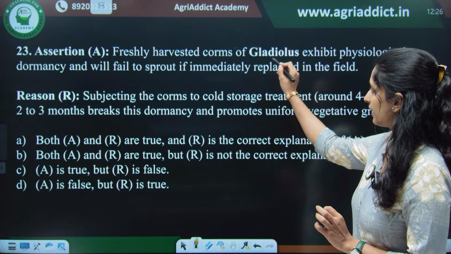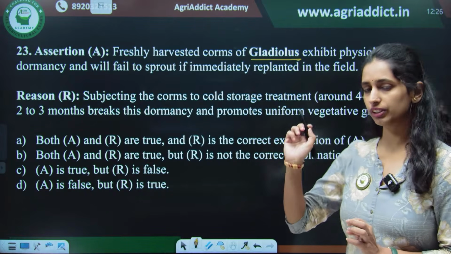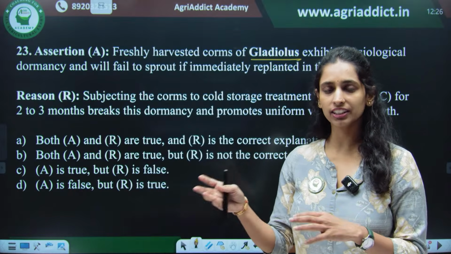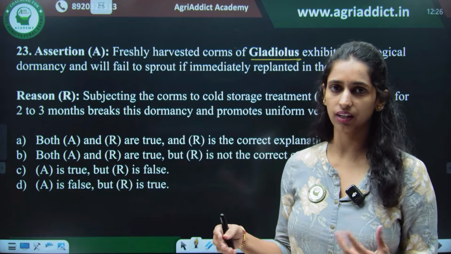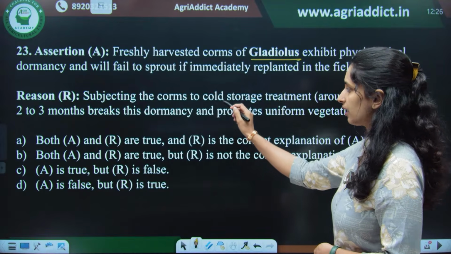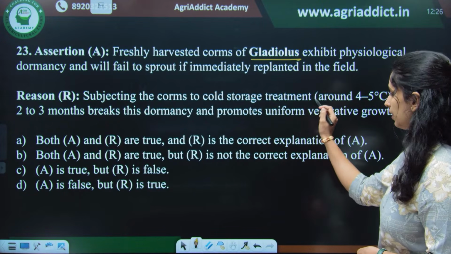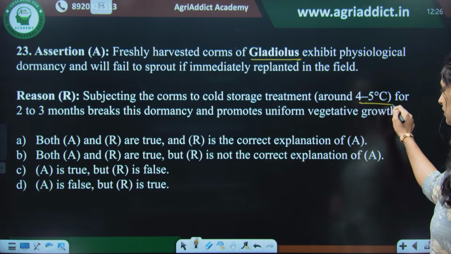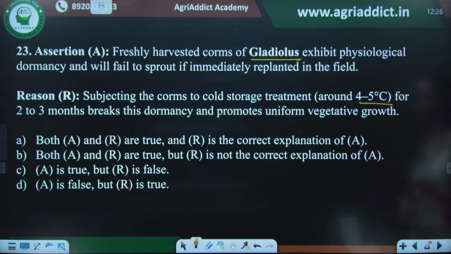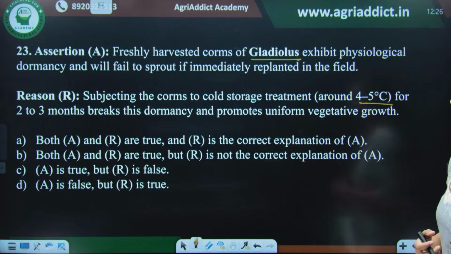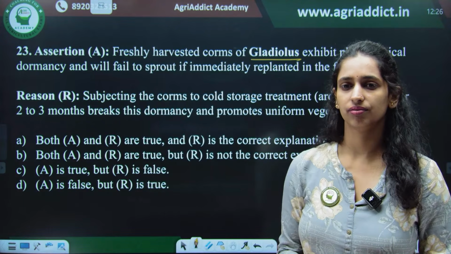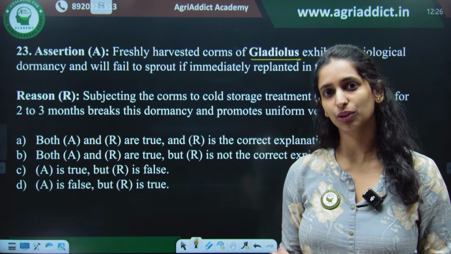Here assertion saying gladiolus is having the physiological dormancy and it cannot sprout. आप हार्वेस्ट करते ही इनका प्लांट किया तो वो स्प्राउट नहीं होता है. And reason, subjecting the corms to cold storage treatment around 4 to 5 degrees Celsius for 2 to 3 months breaks this dormancy and promotes uniform vegetative growth. Now tell me the answer. ये थोड़ा tricky है.